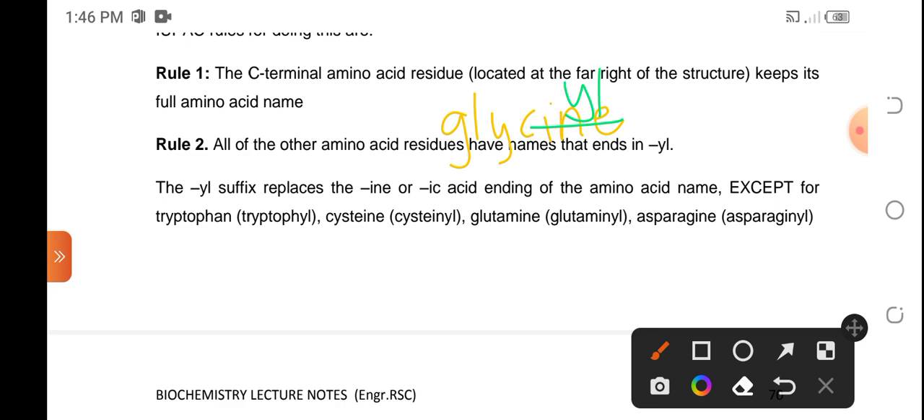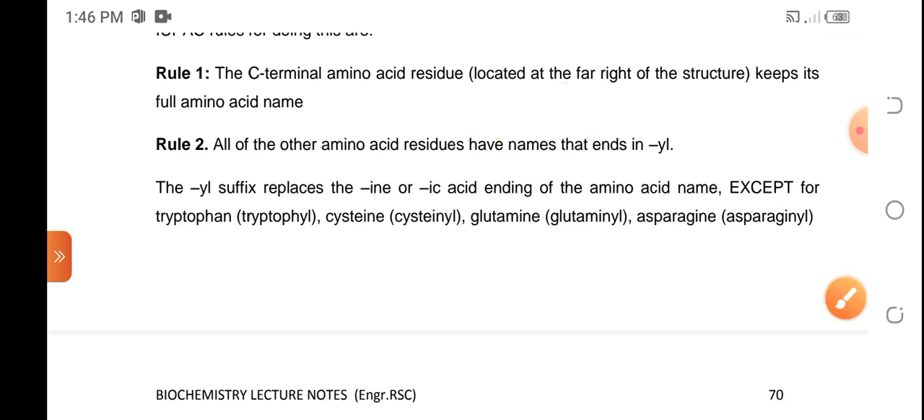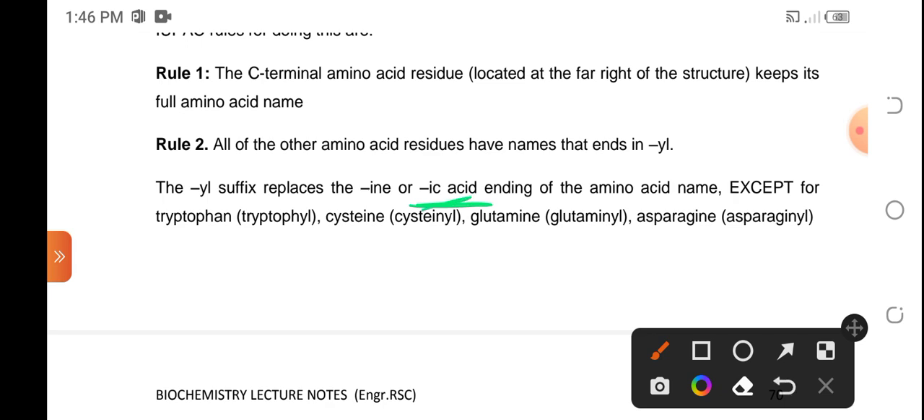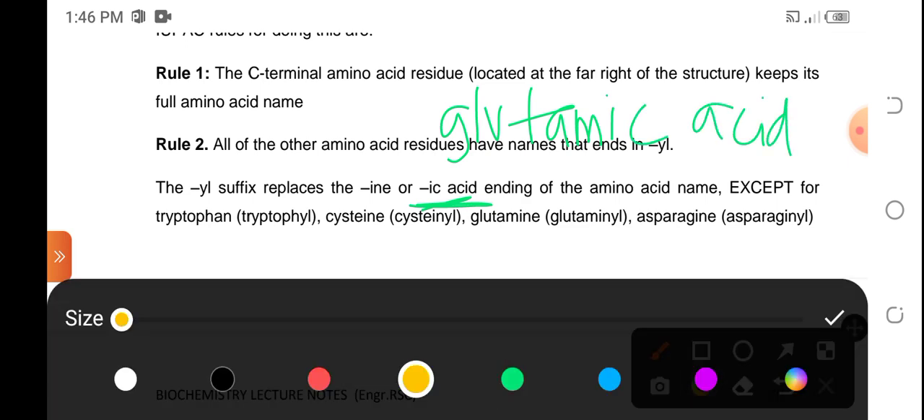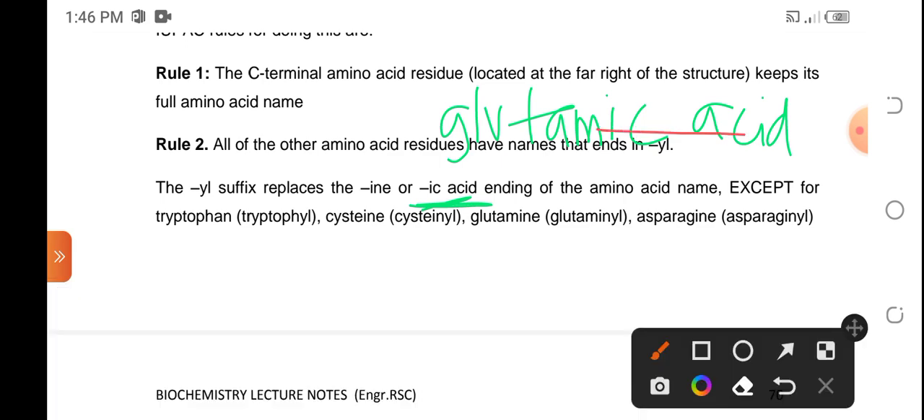Of course, we have 4 exemptions. Before the 4 exemptions, let's have also the IC acid. So if we're going to have glutamic acid, ang sabi sa rule number 2, you drop the IC acid, remove the IC acid, and replace it with YL. So therefore, glutamic acid will be named as glutamyl. There's a 4 exemption here.